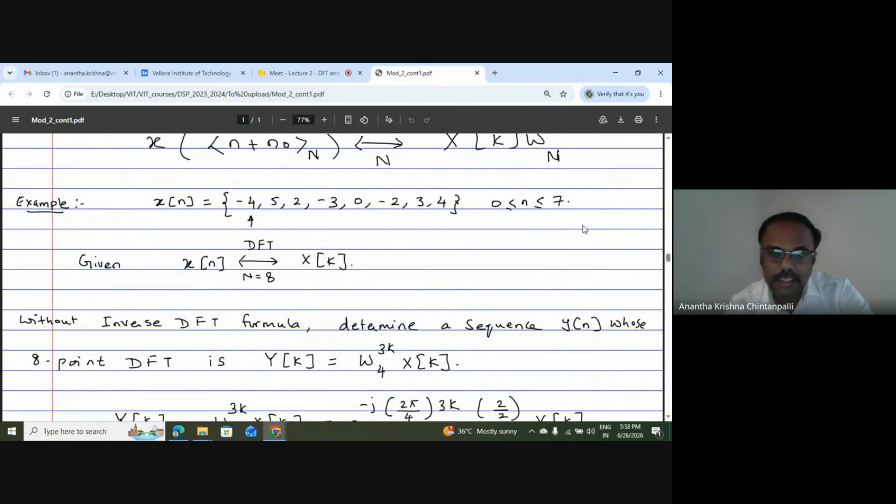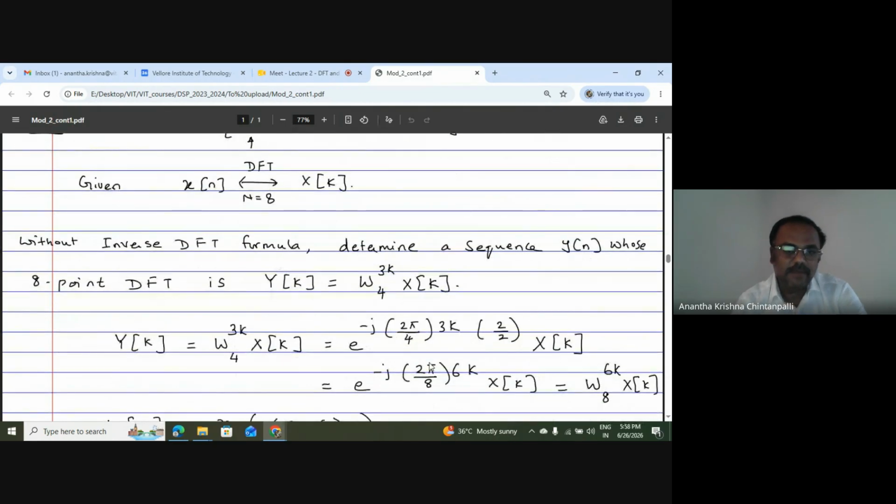X of n is given as this. So the length is 8, n goes from 0 to 7. So x of n, its 8 point DFT is capital X of k. Without using the inverse discrete Fourier transform formula, determine a sequence y of n whose 8 point DFT Y of k is equal to W 3k 4 times X of k. What is the N point here? Here the N point is 4, but here the N point is 8. Can I make this 4 as 8? The answer is yes.